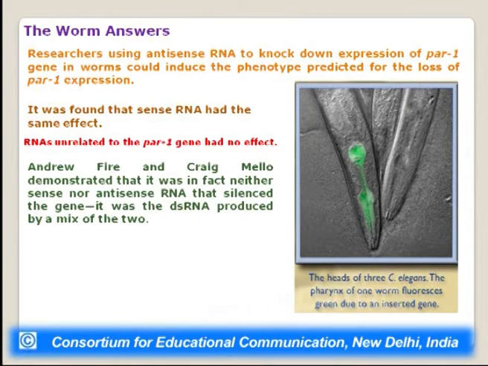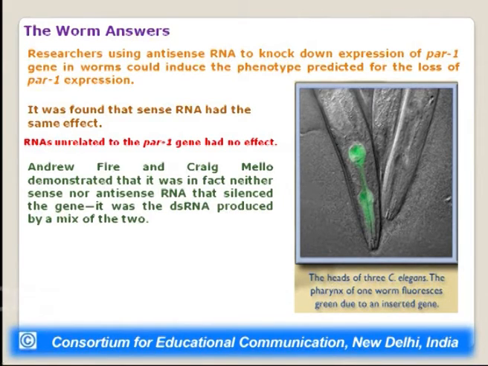So, what was happening? Andrew Fire and Craig Mello demonstrated that it was in fact neither sense nor antisense RNA that silenced the gene. However, it was the double-stranded RNA produced by a mix of the two. They found that the antisense RNA was actually contaminated by a little amount of sense RNA, and therefore these double-stranded RNA molecules were causing the gene silencing. Similarly, the control sense RNA had a little bit of antisense RNA present, and these double-stranded RNA molecules were causing the repression of gene expression even in the control with the sense RNA.